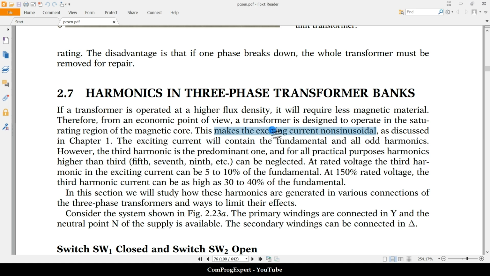You remember the sinusoidal excitation section in chapter 1. The exciting current will contain the fundamental and all odd harmonics. However, the third harmonic is the predominant one, and for all practical purposes, harmonics higher than third can be neglected. At rated voltage, the third harmonic in the exciting current can be 5 to 10% of the fundamental.